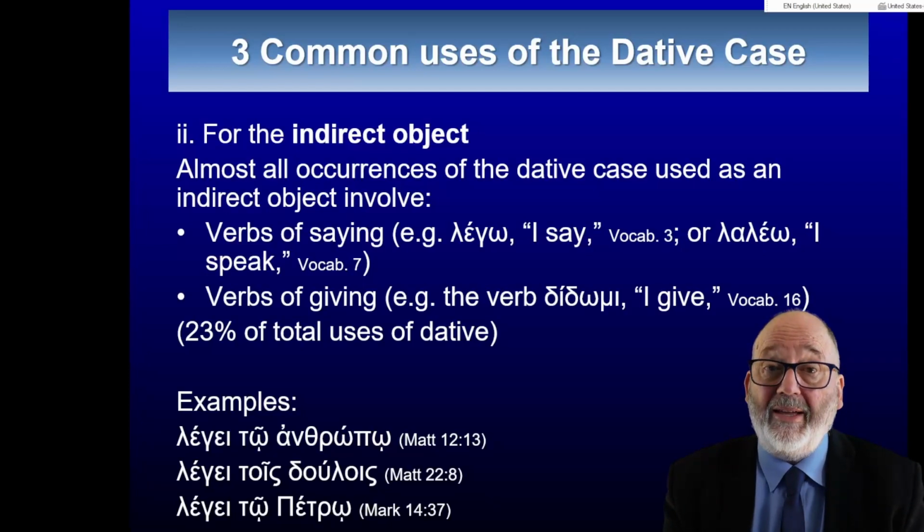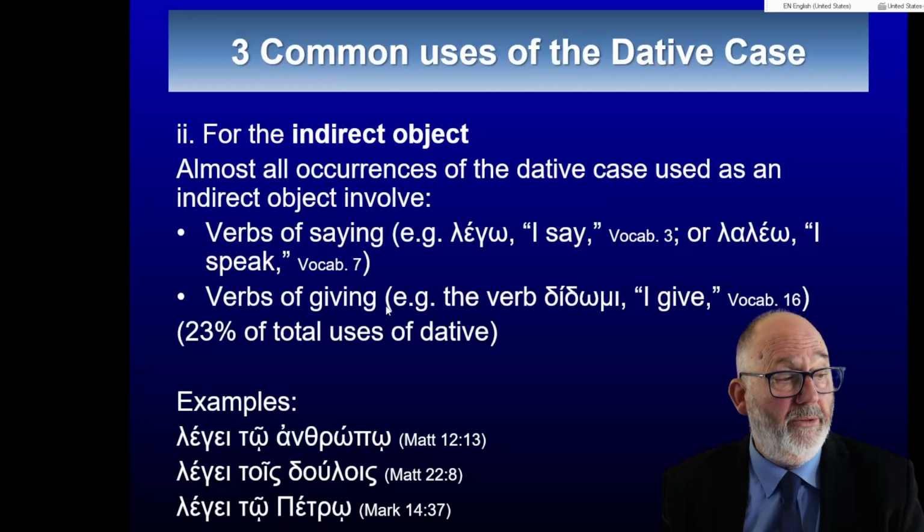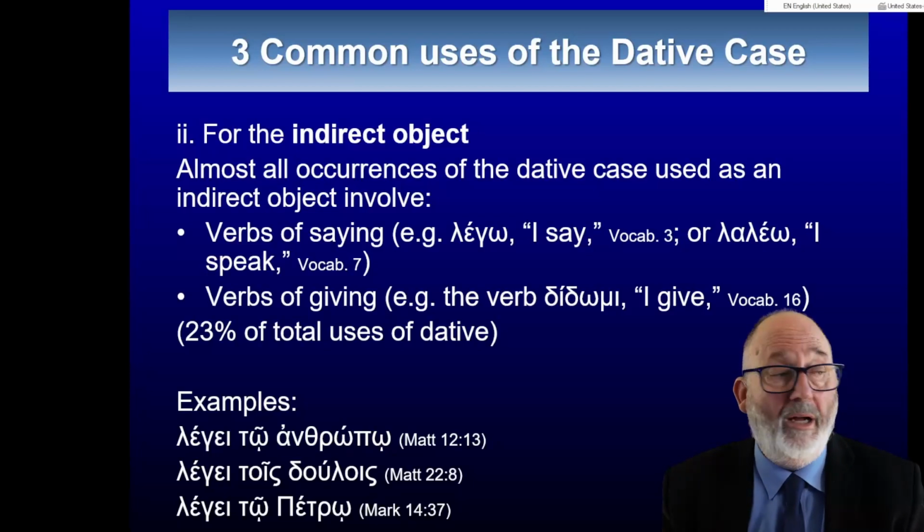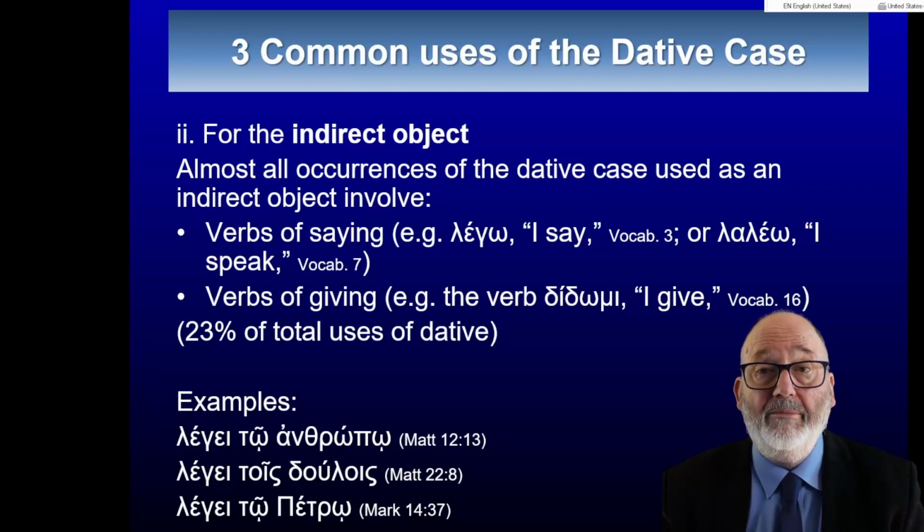Now, there are other indirect objects which you will come across from time to time, but I suggest you start by looking out for indirect objects associated with verbs of saying and giving, and then the other ones will begin to make sense gradually. Let's talk about some examples of how an indirect object might look in the New Testament.